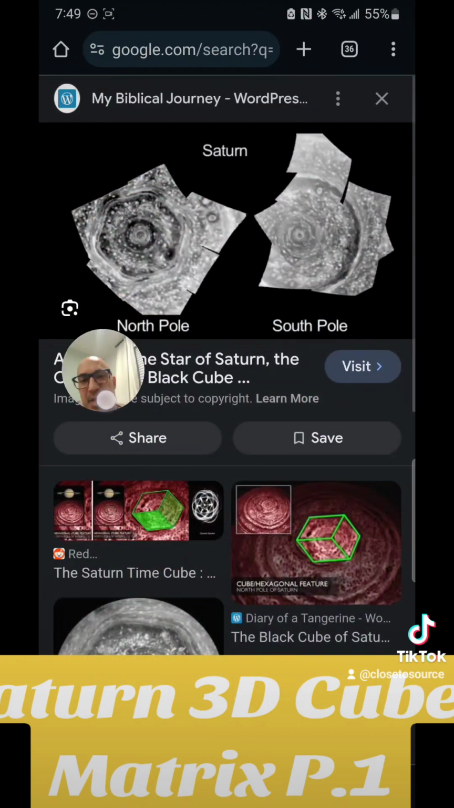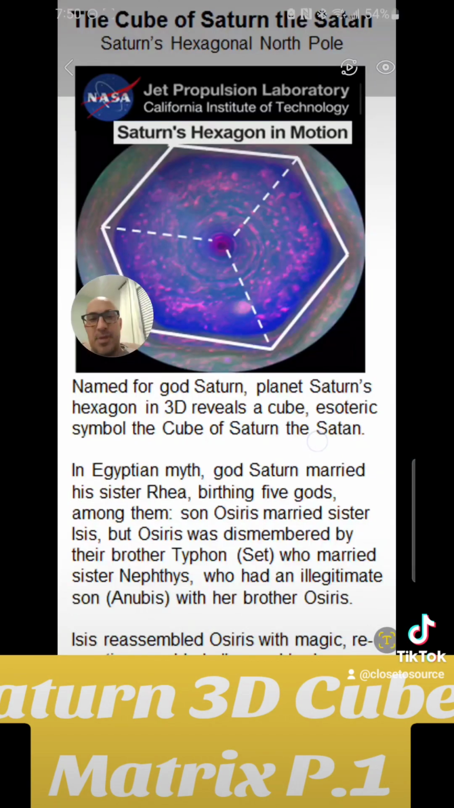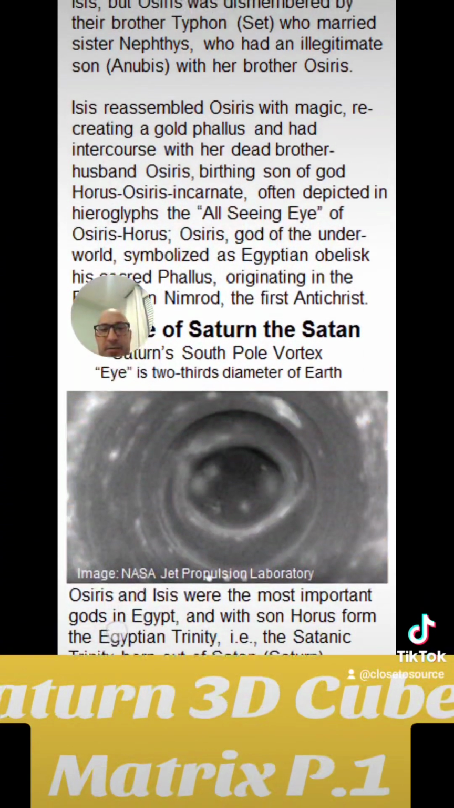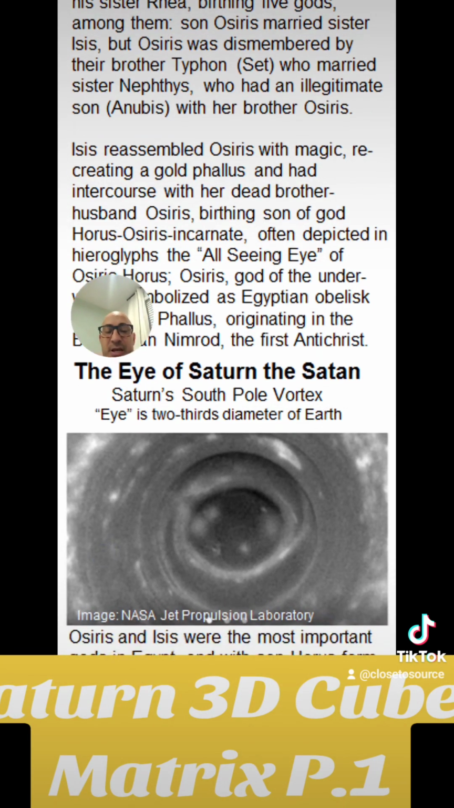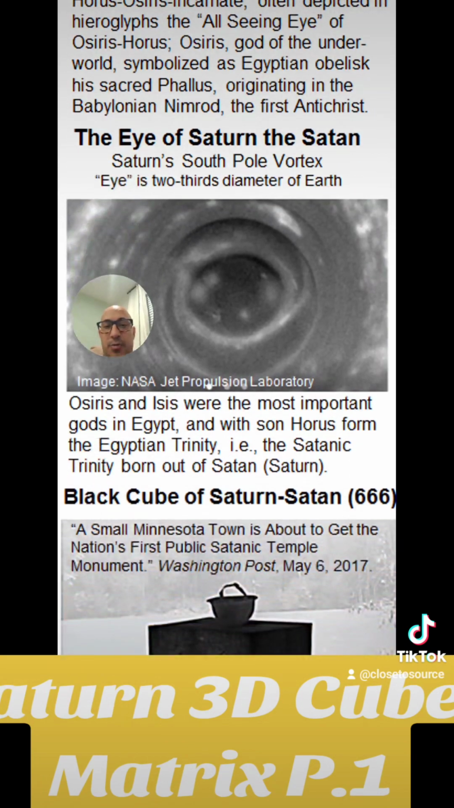You can see here the difference between the North Pole on Saturn and the South Pole on Saturn. And before we get into the reasonings to why, we have here at the bottom, that's the South Pole. You can see the eye of Saturn, the Saturn South Pole vortex. Eye is 2/3 diameter of Earth's. Interesting how you have an all-seeing eye of sorts on the South Pole of Saturn. What is going on with this Saturn worship?